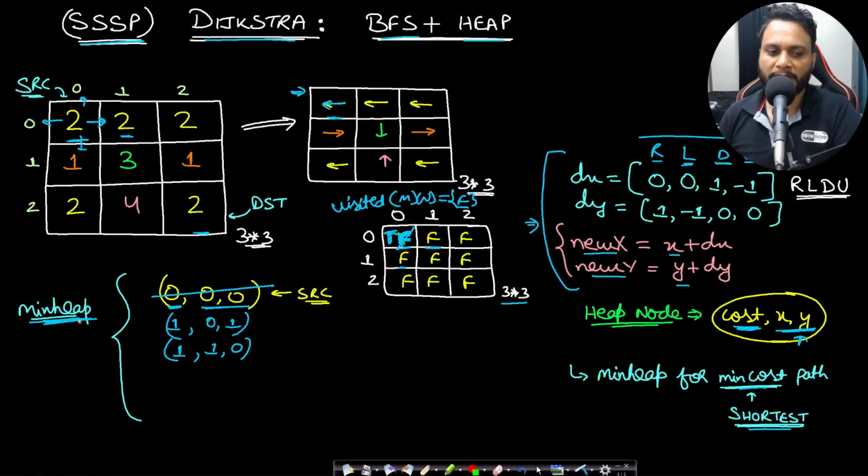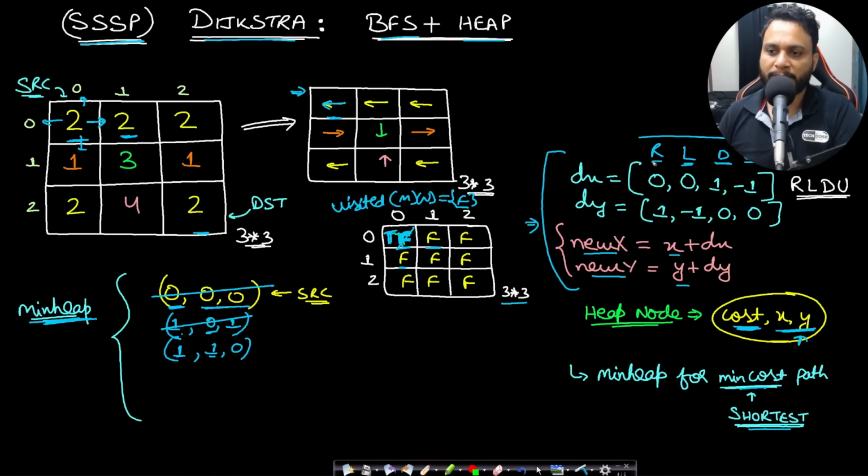Now since this is a min heap, it will be arranging based on cost. But if two costs are same, the second parameter will be the one by which it will be arranging. So it is using ascending order. So 1, 0, 1 will be the one chosen. So we will be at 0, 1.